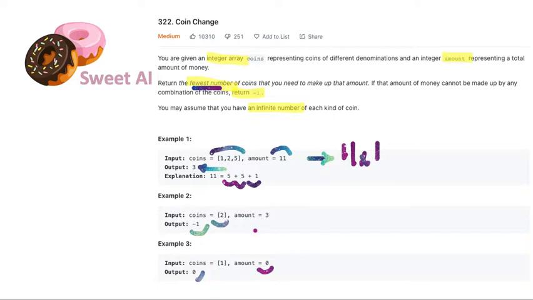So using this information, the first thing that comes to my mind is dynamic programming. What we can do is make an array and start building up from the small amounts until we reach the number that we are going to make. So let's jump to the solution and see how we can solve this problem.